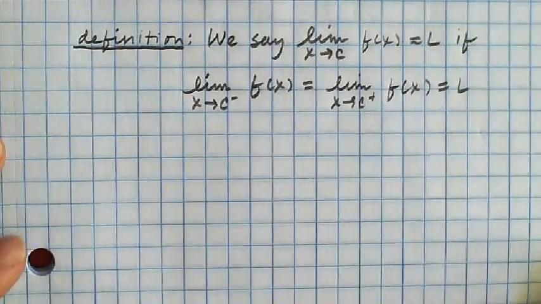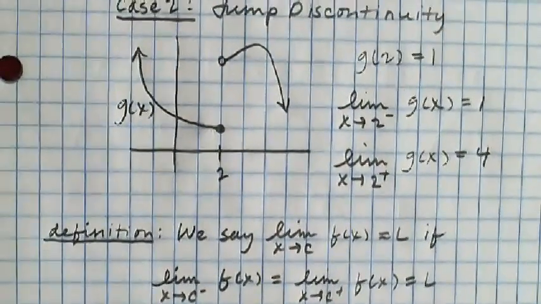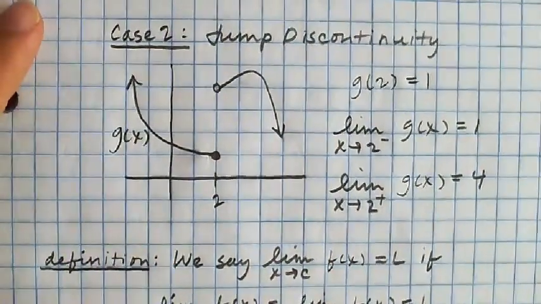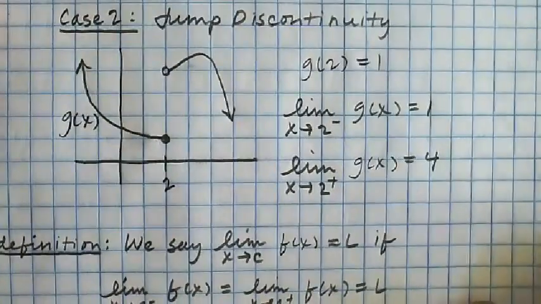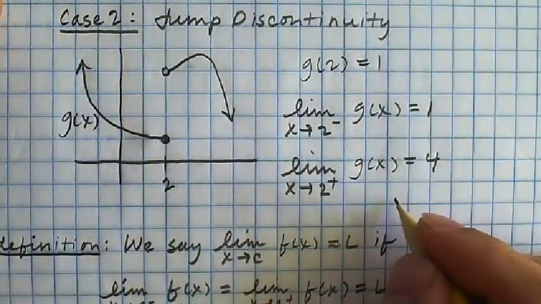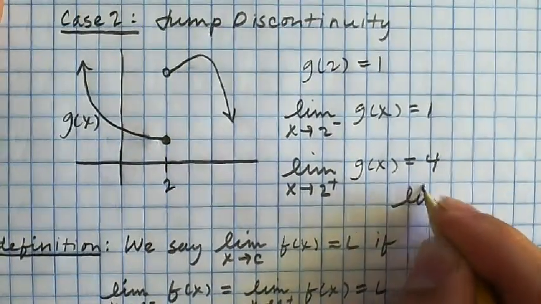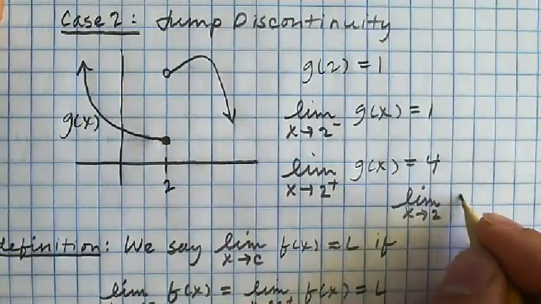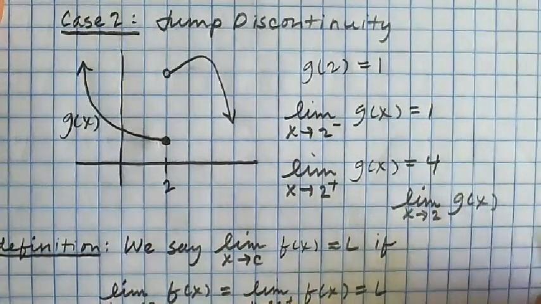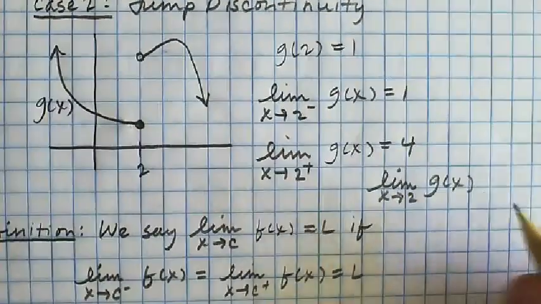So, okay, I'm going to jump back to the previous example. Okay, say over here, the jump discontinuity, I didn't leave enough space, I should have, but maybe I'll write over here that the limit as x approaches 2 of g of x fails to exist, say DNE.